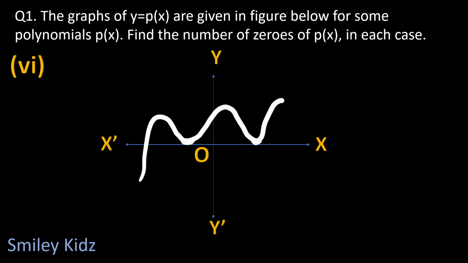Then we come across this graph. We have 1, 2, 3, isn't it? Now, this is point 1, point 2 and point 3 which are intersecting the x-axis. So again, we have 3 zeros. So I hope you all understood the concept that if the graph intersects the x-axis at 2 points, then we have 2 zeros. If the graph intersects the x-axis at, let's suppose, 10 points, then we have 10 zeros.